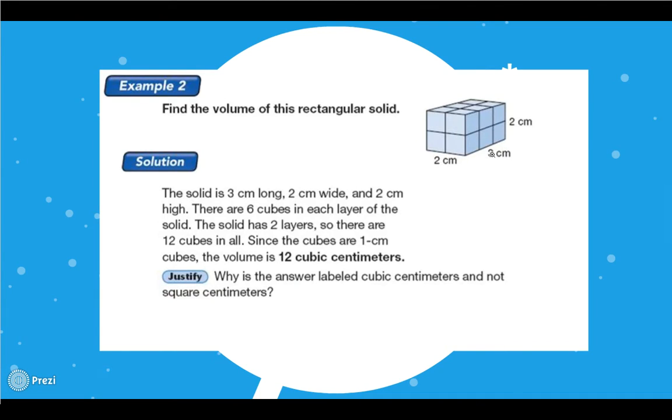2 times 3 will give you 6, right? If you count on top, you can see the 6 cubes. 1, 2, 3, 4, 5, 6. Now there's 2 layers of them, so we're going to times it by 2. 6 times 2 is 12. And remember, when we do volume, we do cubic. Now we know centimeters, then we could do centimeters cubed or 12 cubic centimeters, and that's what our answer is here.